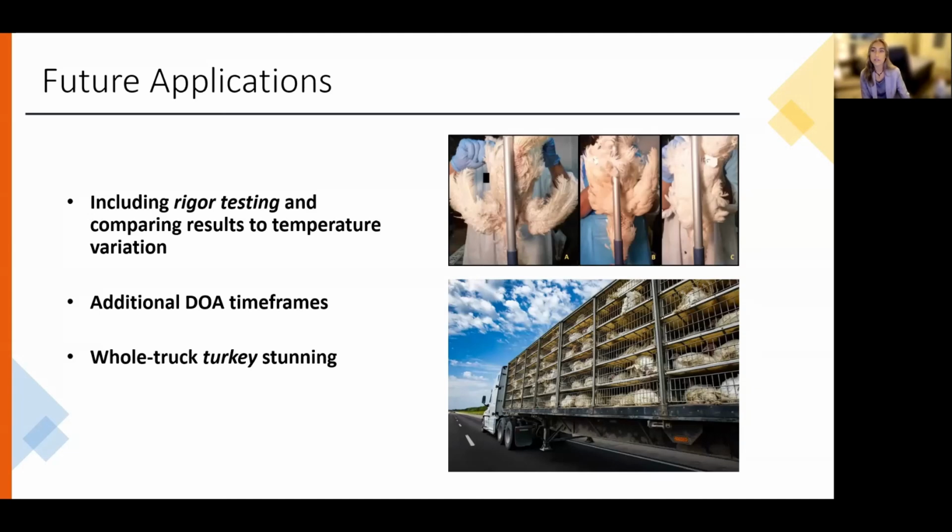I would like to also add additional DOA timeframes and possibly have a 20-minute, 30-minute, or any other longer time period to be able to find that shortest time period where we can start to get significant results in analyzing our DOAs compared to our coop mates. I would also like to look at whole truck turkey stunning, as whole truck turkey stunning is actually much more common than whole truck broiler or broiler breeder stunning.